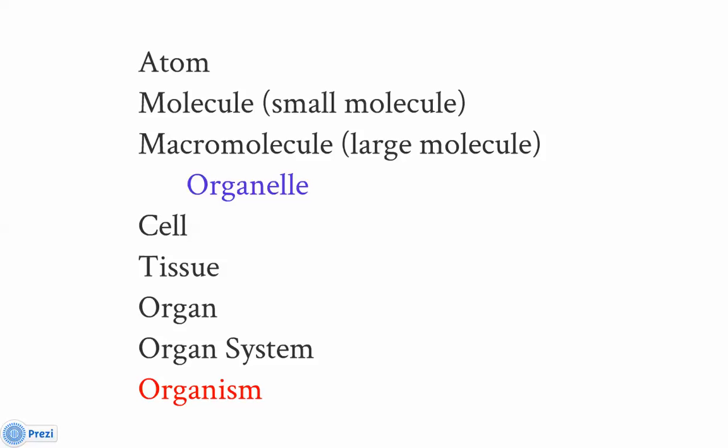The same kind of cell working together make a tissue. 2 or more tissues working together make an organ. Several organs working together make the organ system. And if I take all 11 organ systems and slap them together, finally I've made an organism.